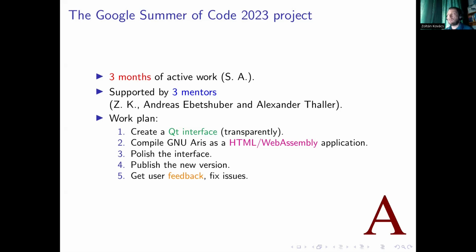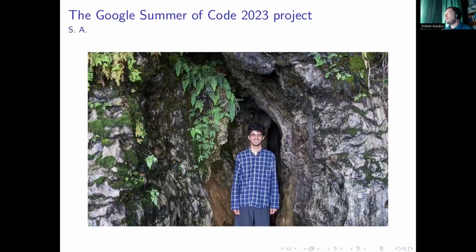We published the new version, and then we started to get user feedback and to fix issues. Maybe you want to know what this big A here is. This is the logo of GNU Aris, and it was designed by Jan Dan, the original developer of the program. So he is Saksham, a young student in India, and he worked hard on the implementation. He takes the lead now and has some details on the implementation.